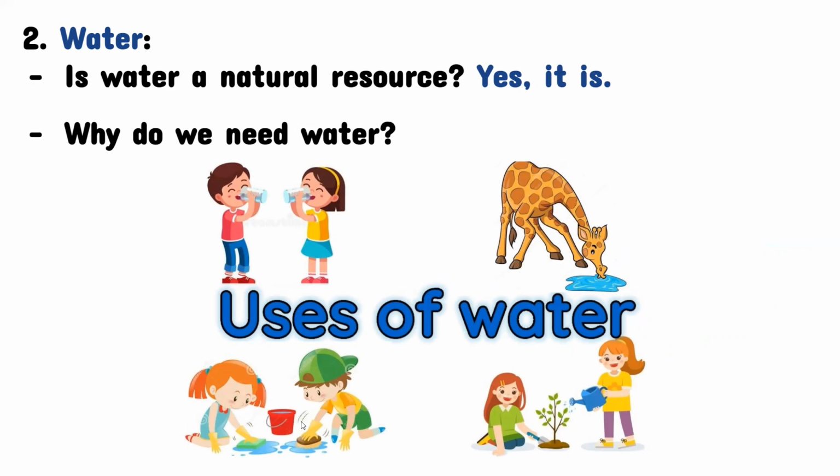And also we need water to clean. We need water to water plants. And we have to know that plants need water, right? Without water, we can't exist, because we're gonna get thirsty. And if we get thirsty, we can't keep ourselves alive. So water is important, and water is a natural resource.